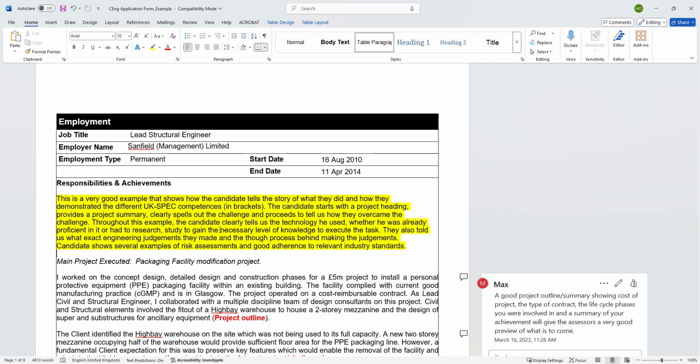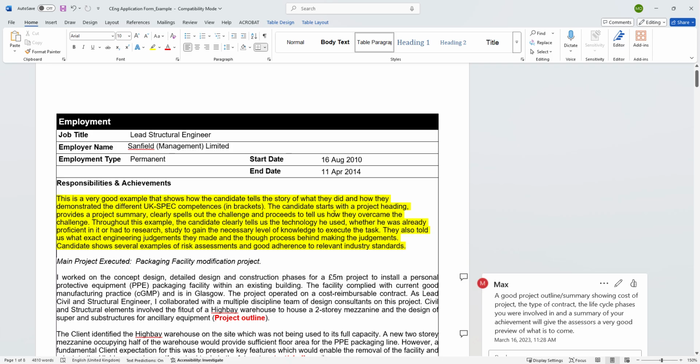So I'm going to start with the comment in yellow. So that's what you see highlighted. And what we've said is, this is a very good example. So this report is a very good example. In particular, this section of the report, okay? This section here. So this is a very good example that shows how the candidate tells the story of what they did and how they demonstrated the different UK-SPEC competencies.